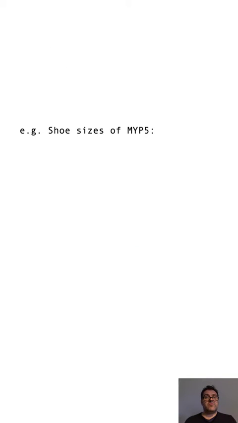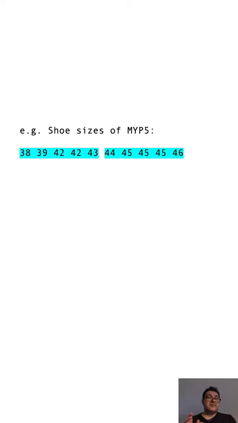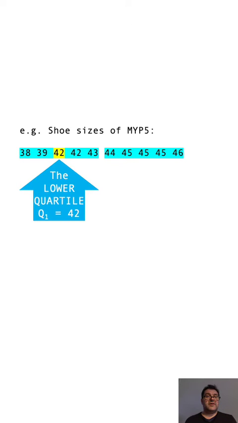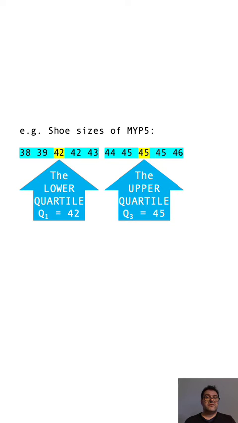Here's the same again for MYP5. So again, I've highlighted the two halves. So the bottom half was up to the median, and then the top half was from the median and beyond. So counting in from the ends to the middle of the bottom half, the middle of the bottom half is at 42. So the lower quartile is 42. Doing the same with the top half, counting in from the ends to the middle of the top half is 45. So the upper quartile is 45, or Q3 equals 45.